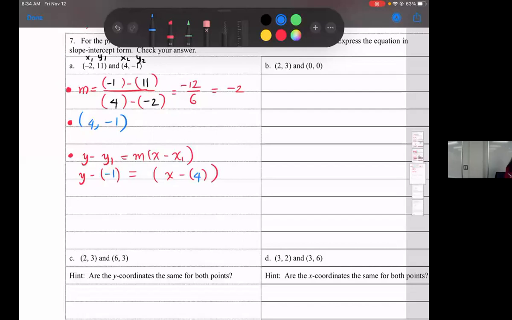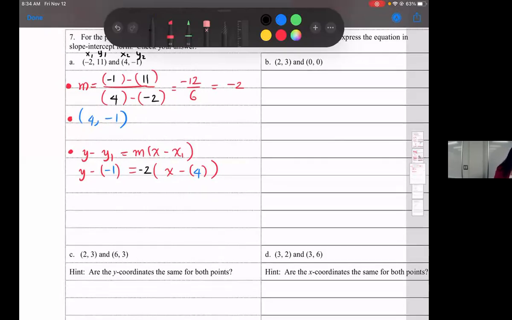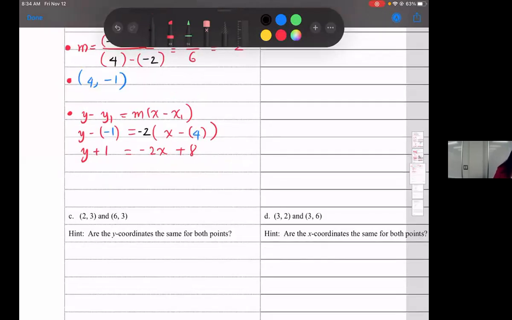And then the slope is -2. And then simplify. So y plus 1 equals, can I just go ahead and distribute the -2? -2x plus 8. And then subtract the 1. So that I have y equals -2x plus 7.